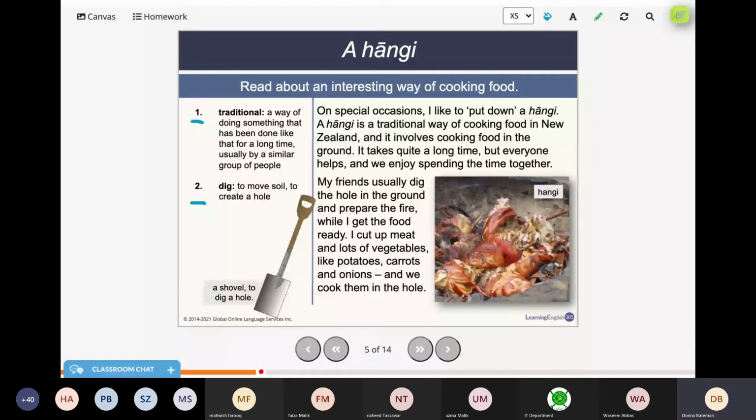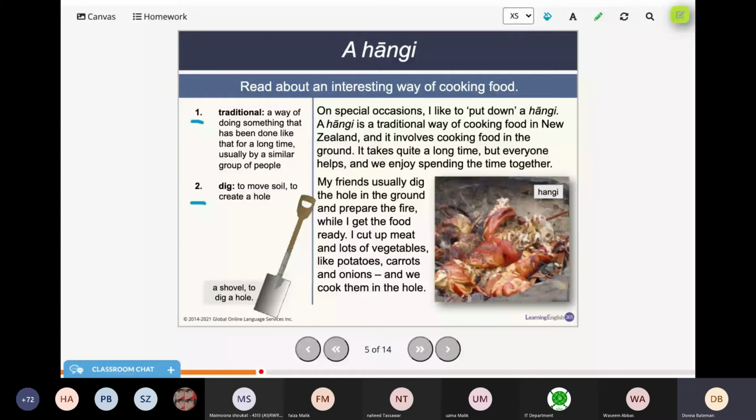My friends usually dig the hole in the ground and prepare the fire while I get the food ready. I cut up meat and lots of vegetables like potatoes, carrots, and onions, and we cook them in the hole. So, how many hours do you think that takes to do all of that? To actually prepare the hole, prepare the food, and cook it? I think it's going to take several hours, isn't it? It's not going to be a quick process.